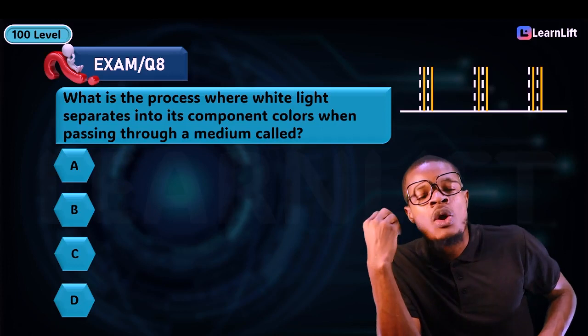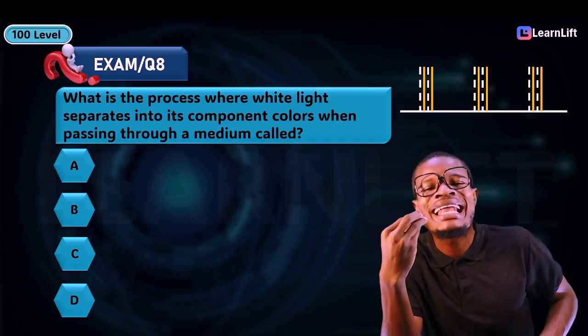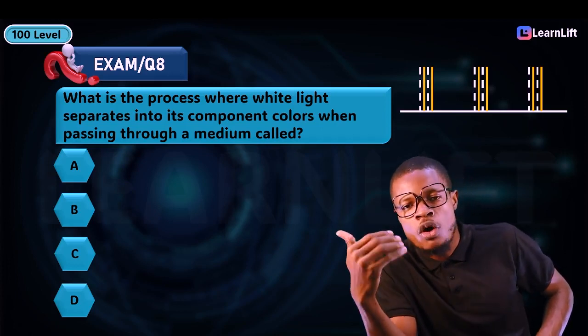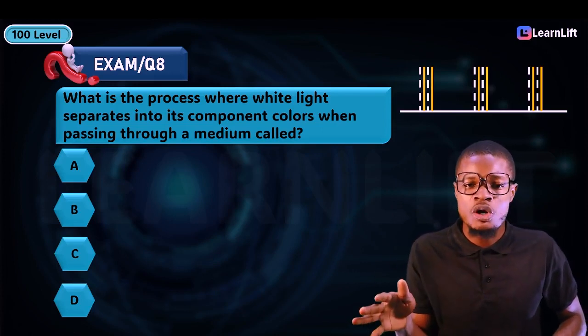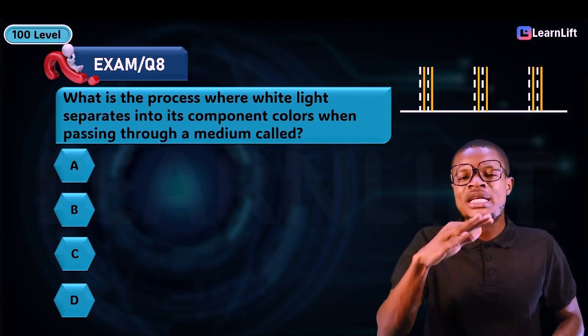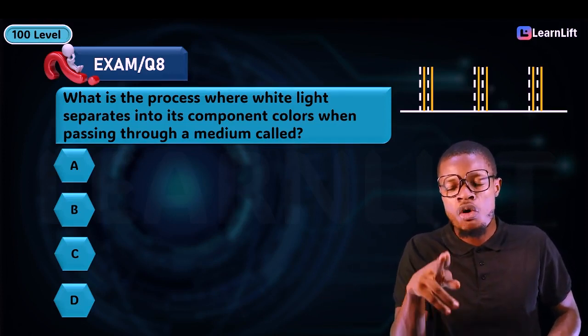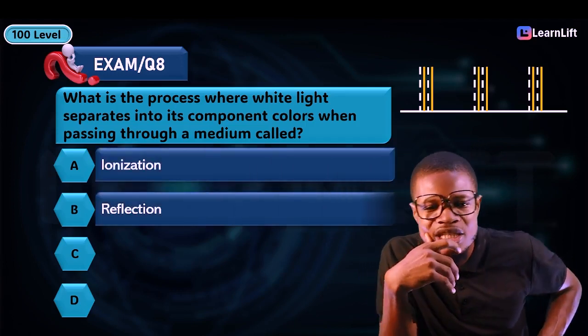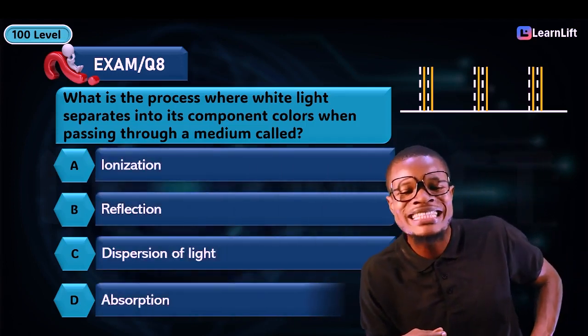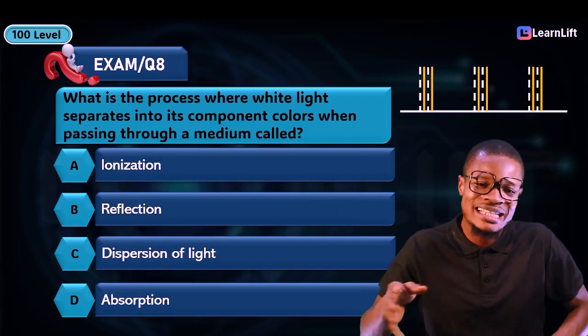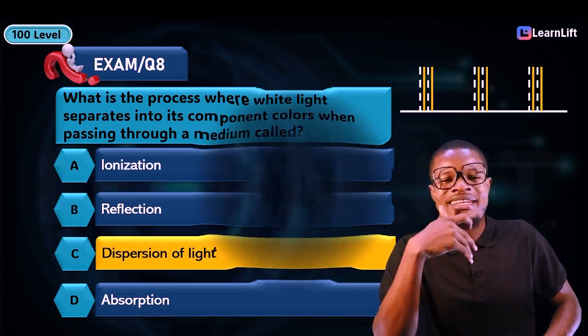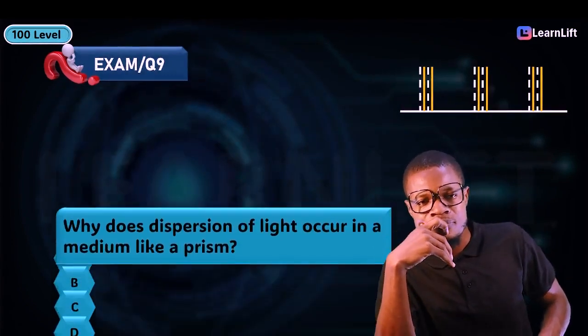Look at the next question, question 8. What is the process where white light separates into its component colors when it passes through a medium called? That medium could be a prism or water droplets. Ionization, reflection, dispersion of light, absorption. It is very simple. What is the answer? Dispersion of light.